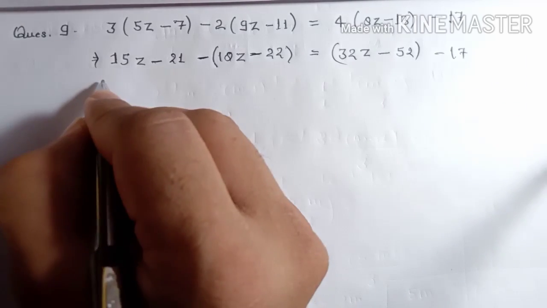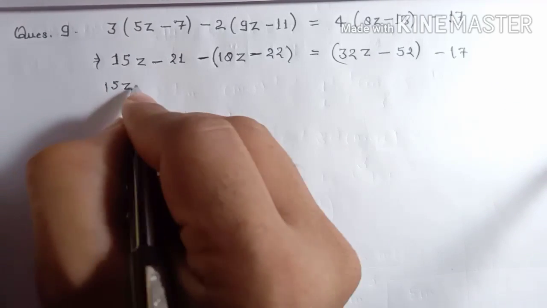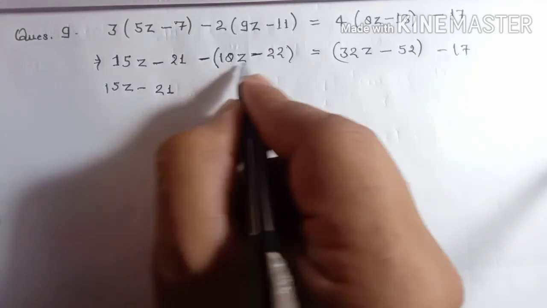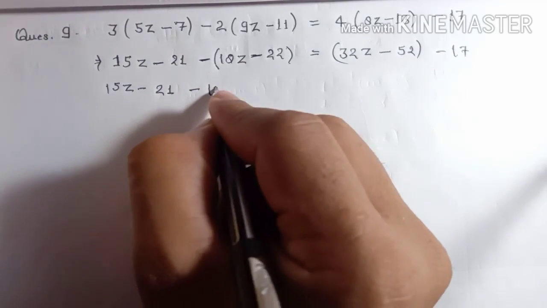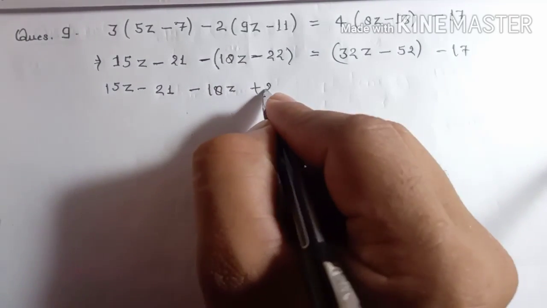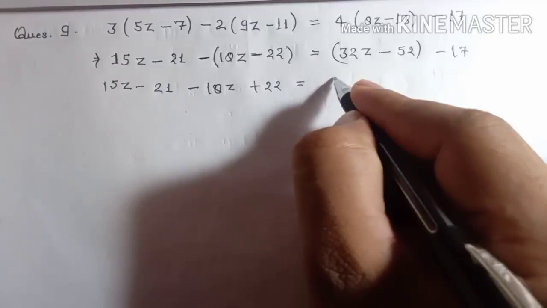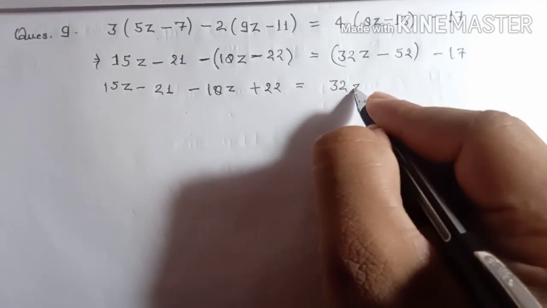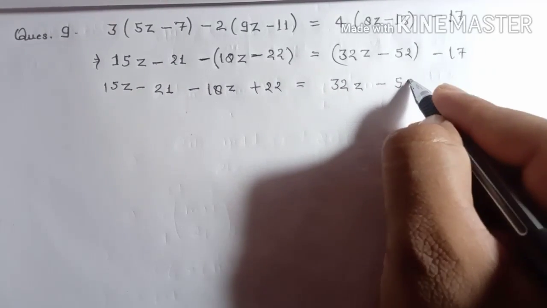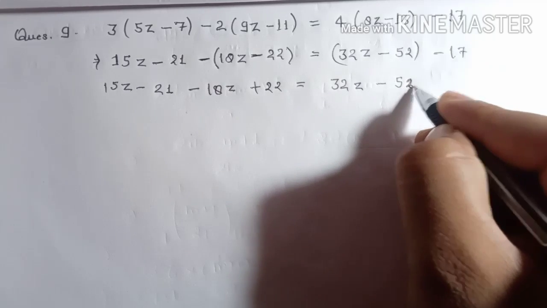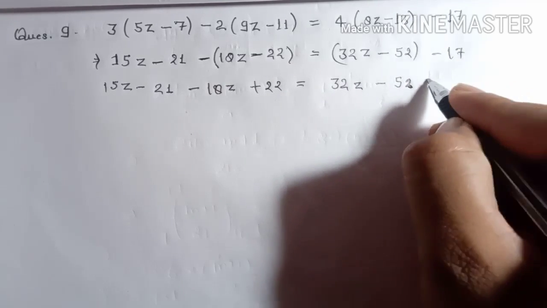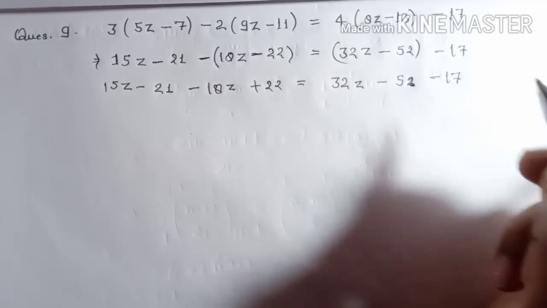Now again it is 15z minus 21, and open this bracket, this will be 18z plus 22 is equal to 32z minus 52, this is 2 minus 17.